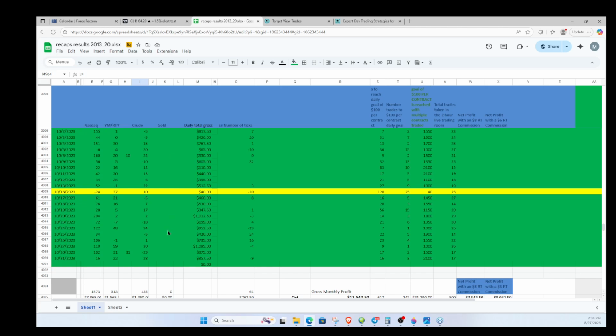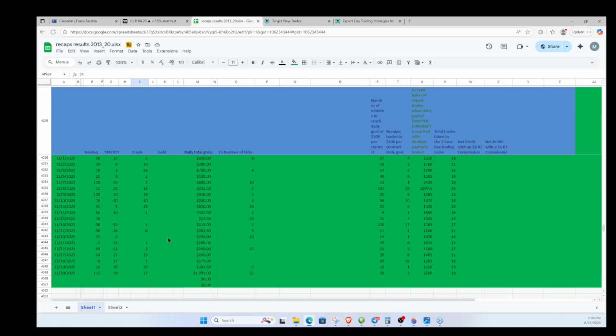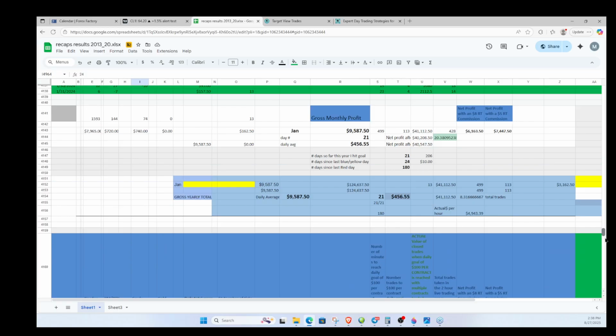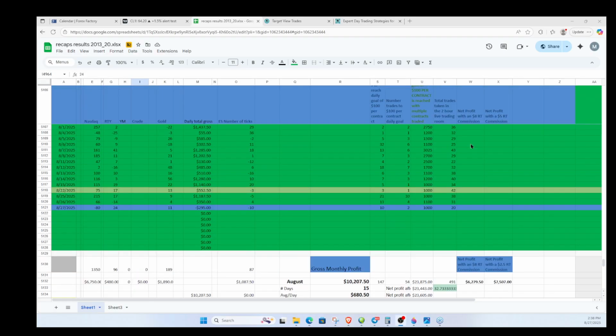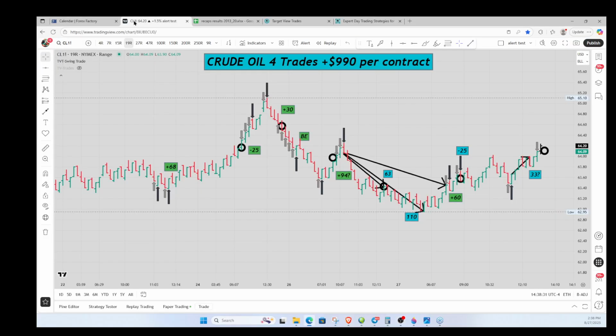When gold wasn't really doing anything, I brought crude in, and then crude stopped doing stuff, and then gold started doing stuff, so I swapped them because I only have so much real estate. But it is a market that you can get in there and trade if you want to. Keep in mind that it's $10 a tick, and if you're doing the micros, it's going to be $1 a tick.